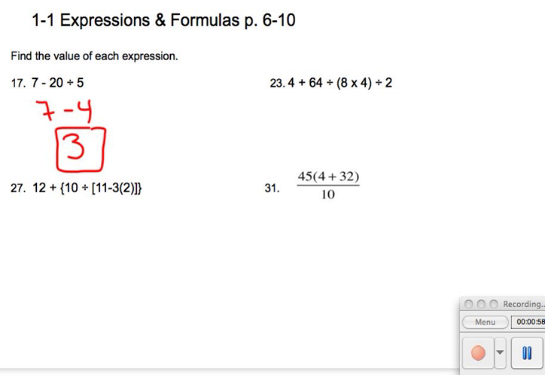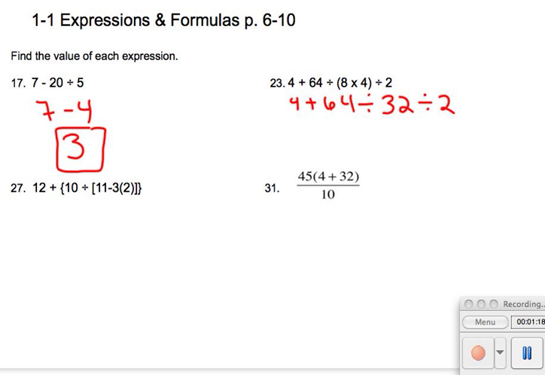Problem 23, we have 4 plus 64 divided by the quantity 8 times 4 divided by 2. Because there's parentheses, we have to take care of the parentheses first. So we have 4 plus 64 divided by 32, because that's what 8 times 4 is. And then we'll divide that by 2.